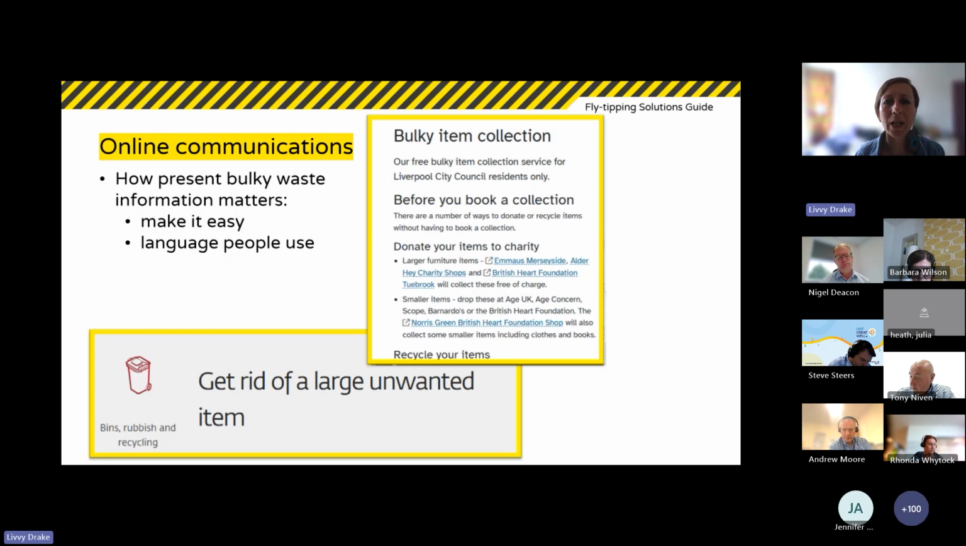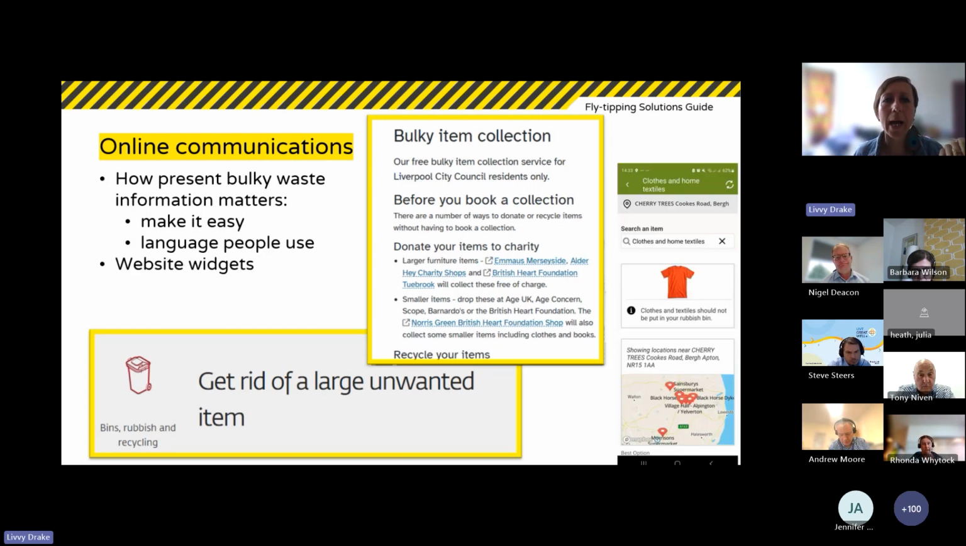Manchester use the language that people use. It says get rid of a large unwanted item. It doesn't say book a bulky waste service, because who knows what a bulky waste service is anyway. There's this great app which you can have in your website, and this again helps people with all the things they want to recycle. They type in their language and it will tell them where they can access the services.